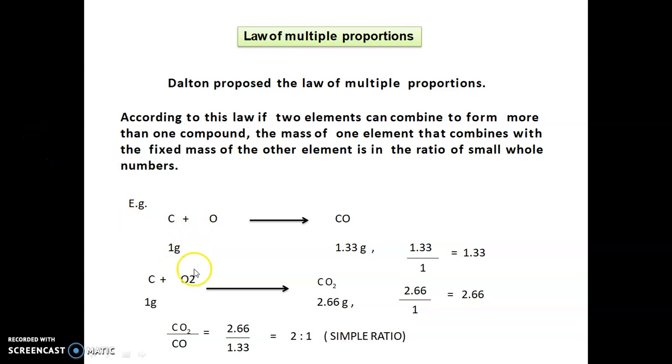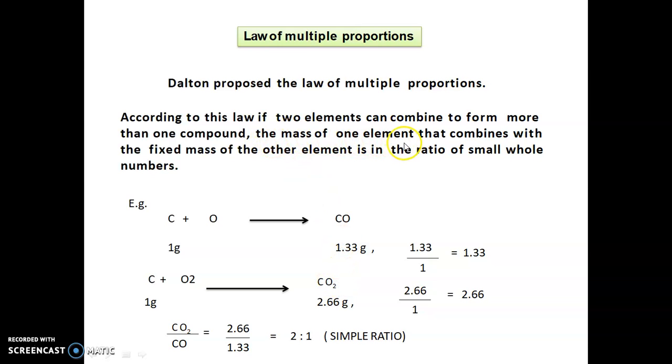For example, here we take two reactions. The reactant sides are the same, carbon and oxygen. So two elements can combine to form more than one compound. They form carbon monoxide and carbon dioxide, different compounds. In the first reaction, the carbon is 1 gram, and carbon monoxide has 1.33 gram. But in the second example, carbon is 1 gram, and the CO2 has 2.66 gram.